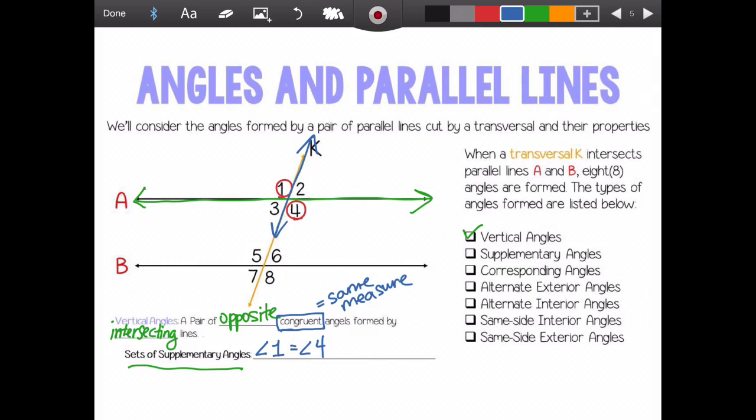Another pair would be angle 2 and angle 3. They are opposite one another when that transversal was made. And again, we can also look at this section down here, because another 2 sets of vertical angles were also created there. Okay, but let's move on.